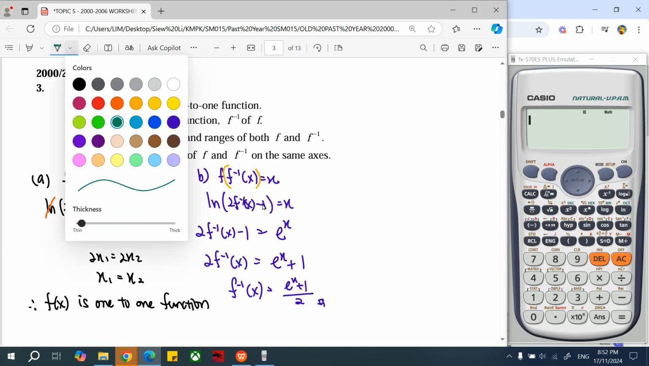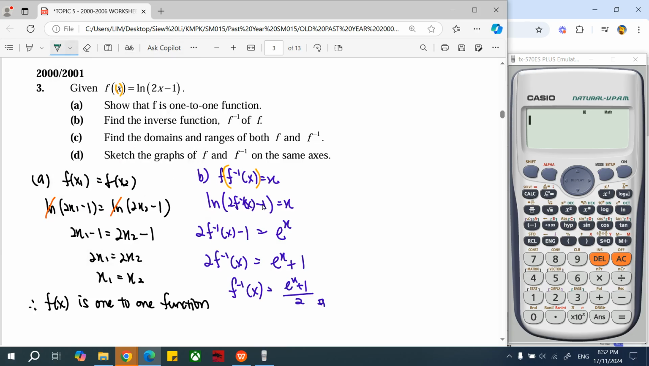Then we continue to question C. Find the domain and range for the function and the inverse function. So first we find the domain for the function. Domain for the function.